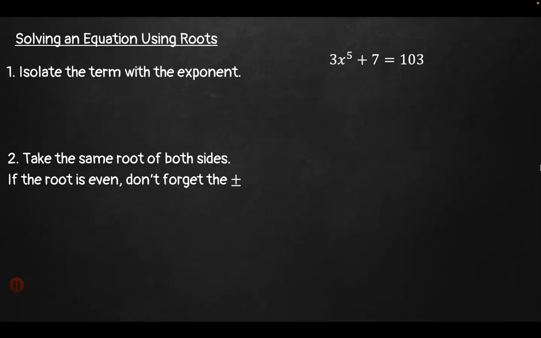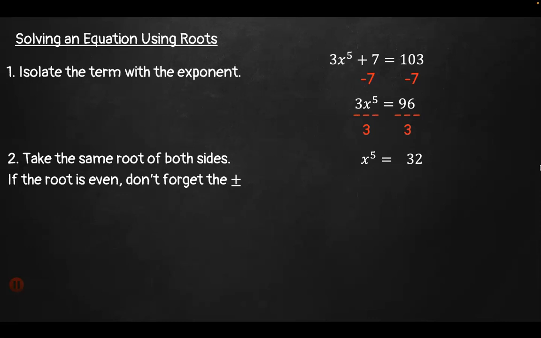So the first thing that we want to do is go ahead and isolate the term that has the exponent. So in my equation here, I'm going to go ahead and subtract the 7 first. And then I'm going to go ahead and divide the 3 on both sides. And then I'm left with the term that has the exponent only.